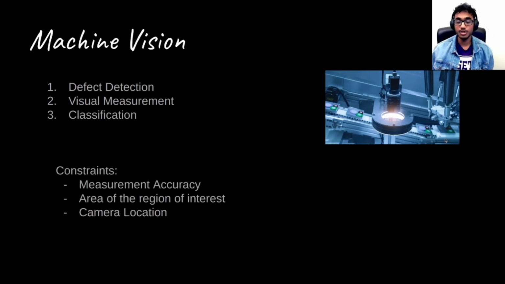But if we want to use it, there are some constraints which come along with it. We cannot use any camera off the shelf and then use it for our application because there are some constraints such as measurement accuracy. Every part has its own accuracy in which we need to measure it, and then the area of the region of interest, like how big is the part and what needs to be there in that image, and also the camera location. And each of this I would go through in the coming slides and also explain how that influences the choice of the camera.